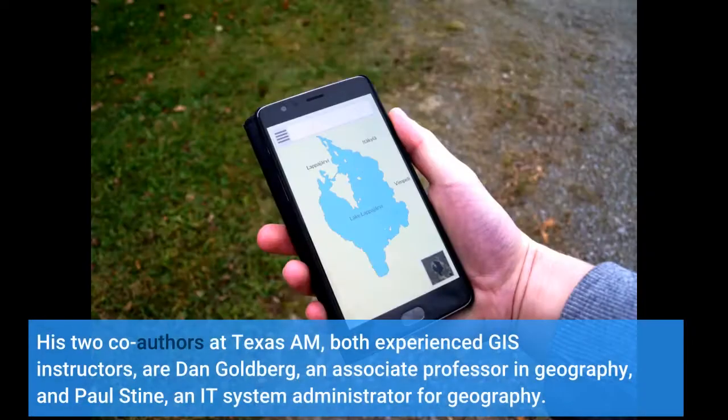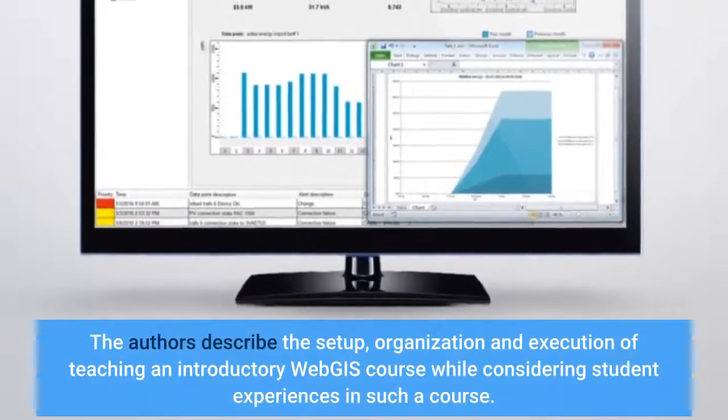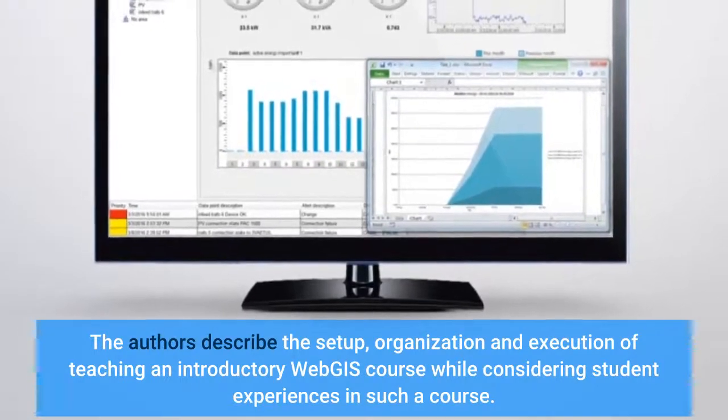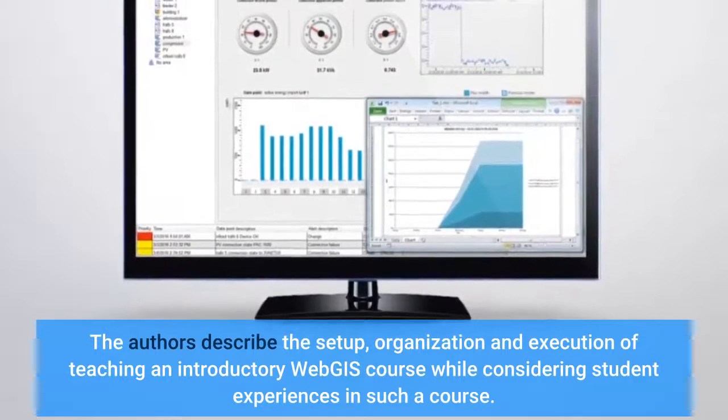His two co-authors at Texas A&M, both experienced GIS instructors, are Dan Goldberg, an associate professor in geography, and Paul Stein, an IT system administrator for geography. The authors describe the setup, organization and execution of teaching an introductory web GIS course while considering student experiences in such a course.